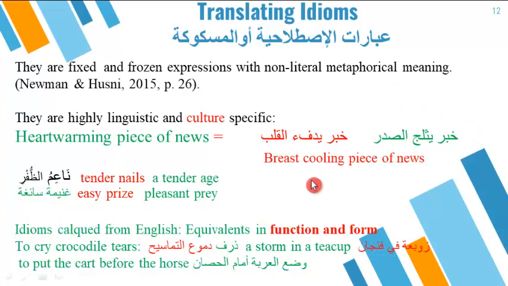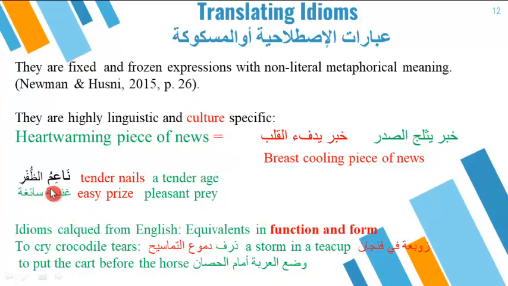Arabic-speaking people. So if you want to translate خبر يثلج الصدر into English and say breast cooling piece of news, it will not be understood by these people. You should put heartwarming. So the translator has got to get a considerable knowledge about this aspect.